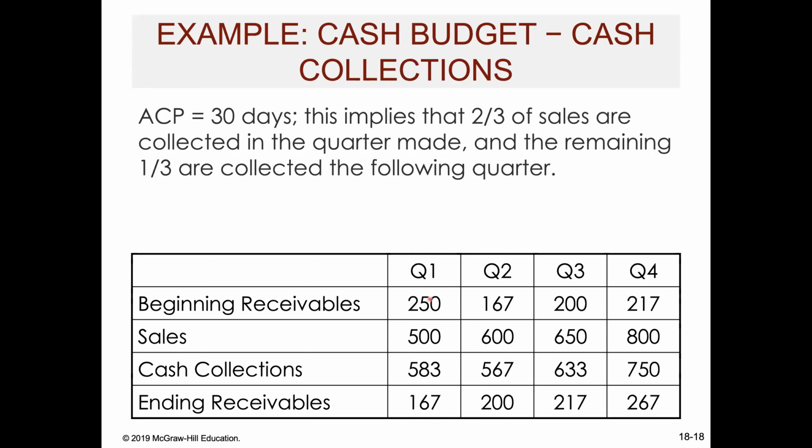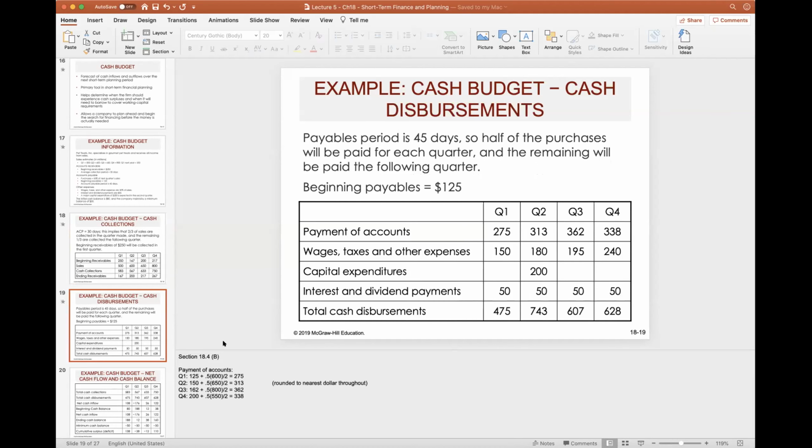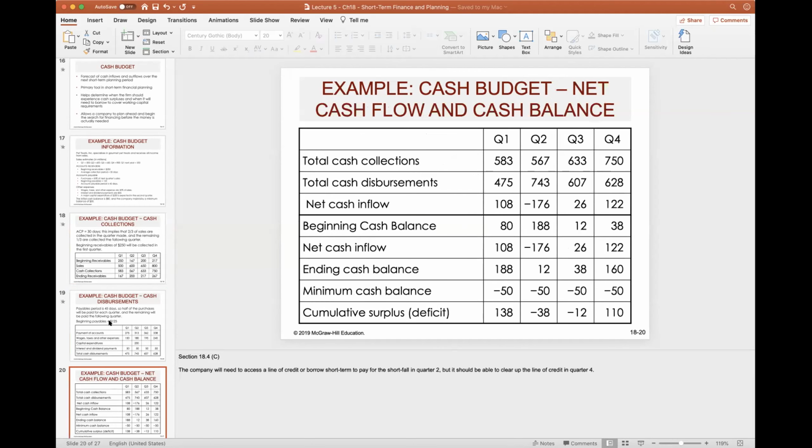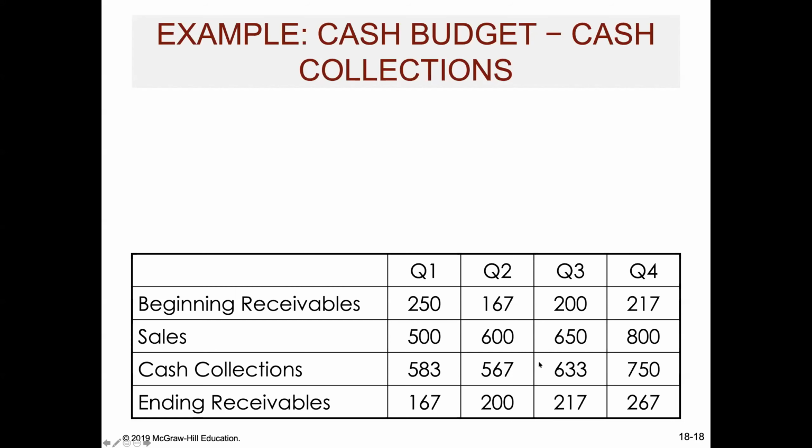So let's take a look at this. Remember, we had beginning receivables of 250 million, sales of 500 million, cash collections of 583 million, and ending receivables of 167 million. If you look at the PowerPoint slide, you'll be able to see different calculations that we have as we're calculating the cash budgets. So you can look in the notes of the PowerPoint slide.